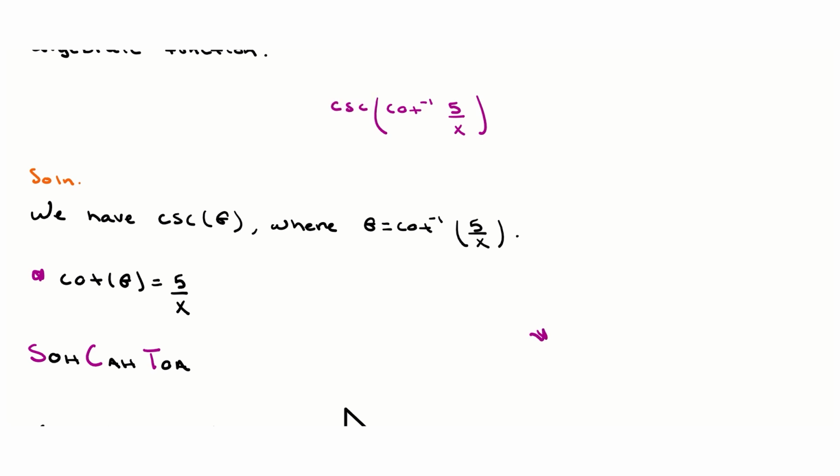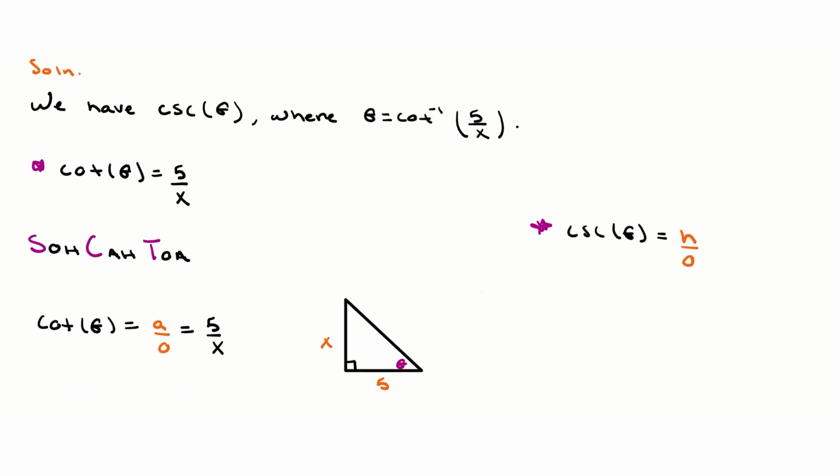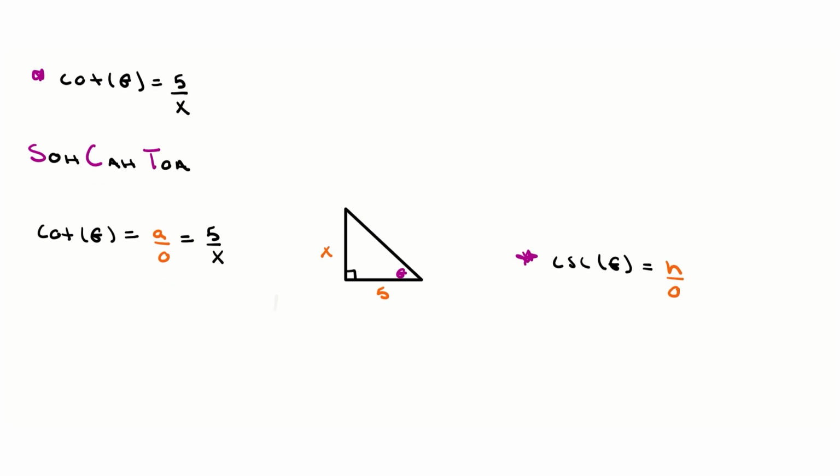To use a bit of foresight here, note that cosecant of theta equals, according to SOH CAH TOA, hypotenuse over opposite. So evaluating cotangent of theta gave us our adjacent and opposite sides, and to find cosecant we need our hypotenuse. And this will be easy because all we need to do is use Pythagorean theorem.